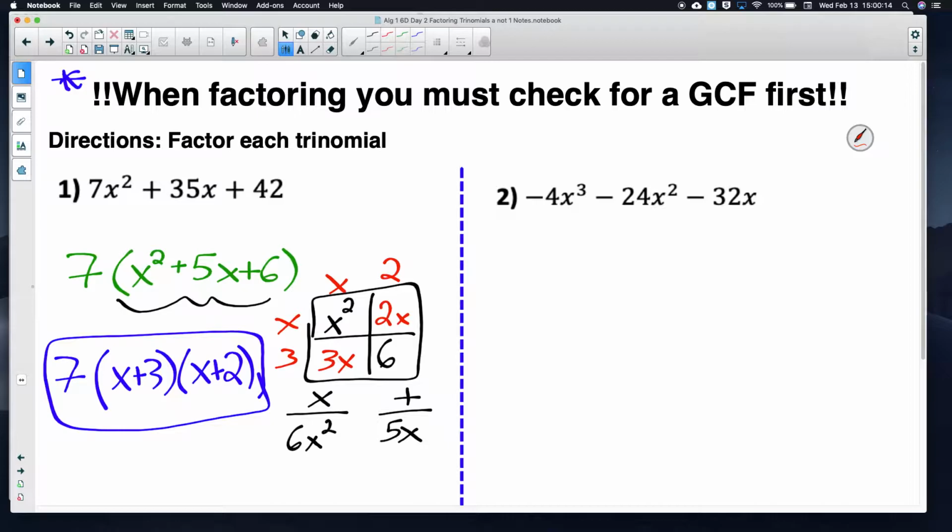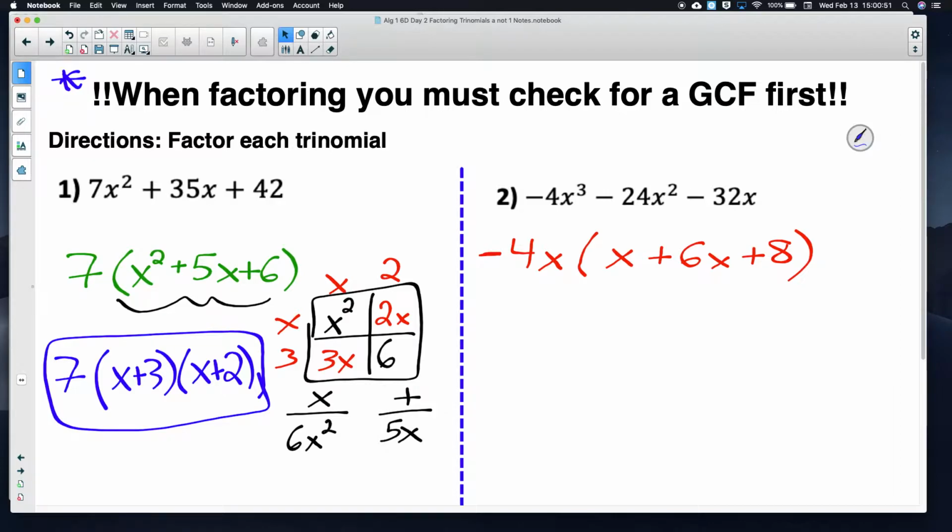We always have to ask ourselves, what do they have in common in terms of the numbers and the variables? Well, I see that my leading term is negative, so I have to factor out a negative. Then what do they have in common between 4, 24, and 32? Well, those each have a 4 in common. And what do they have in common in terms of the x's? Well, I got x cubed, x squared, and x, so each of them has an x in common. So after I factor out negative 4x, I'm going to be left with x squared plus 6x plus 8.